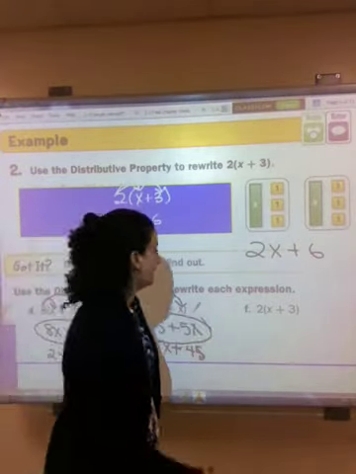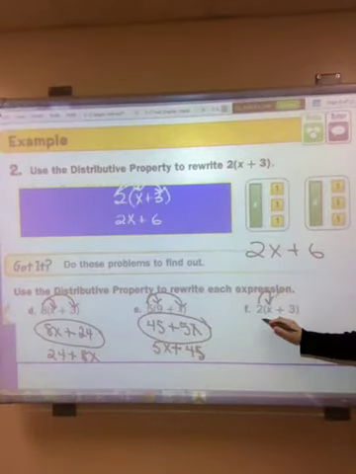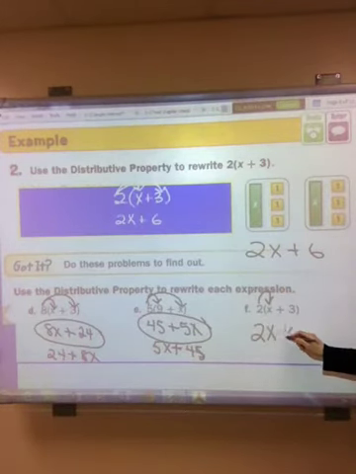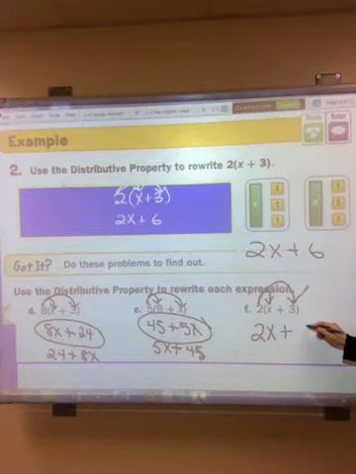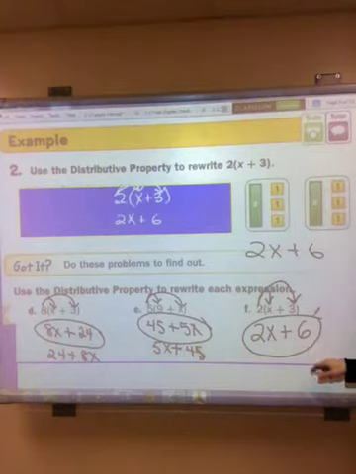Let's check the last one. 2 times x is 2x plus 2 times 3 is 6. You can also write that as 6 plus 2x.